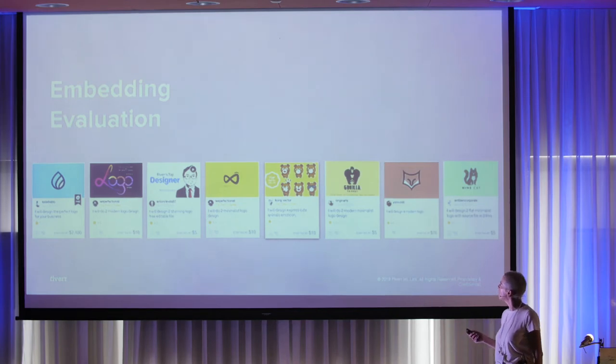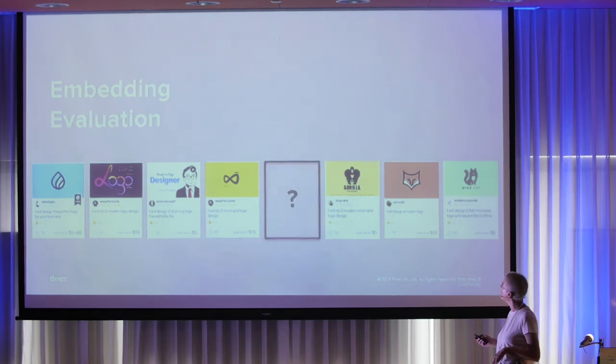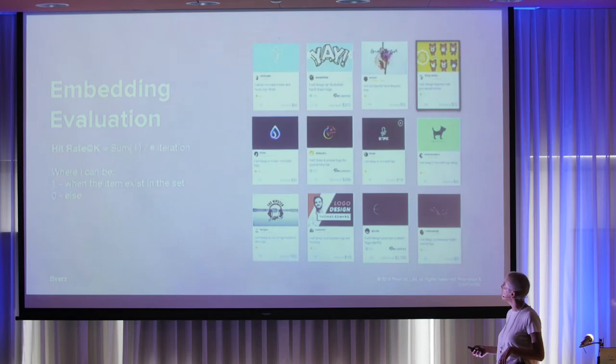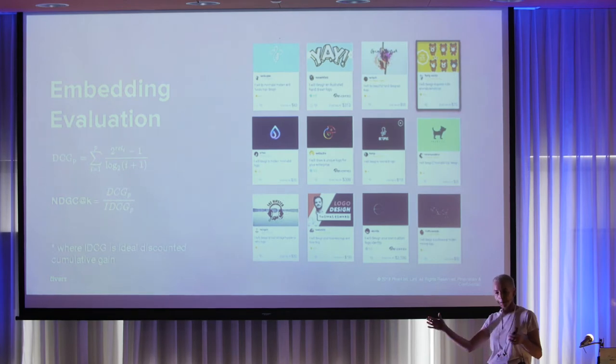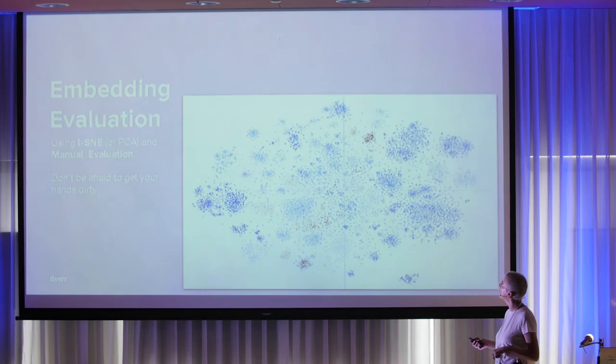Another approach, which we also use in order to tune the embedding and find the right embedding size, is this: we take sessions of user clicks, we take out one of the gigs, and we try to predict the gig based on the context of the other gigs in the session. We measure it using either hit rate at K or NDCG at K, and we see which embedding size provides us with the best results. So this is another approach.